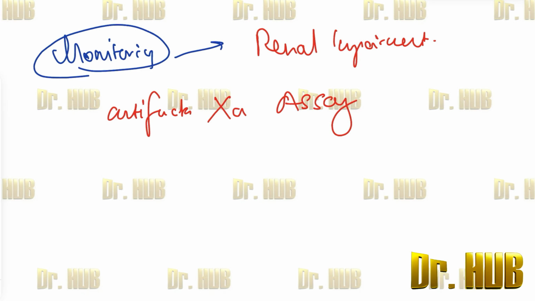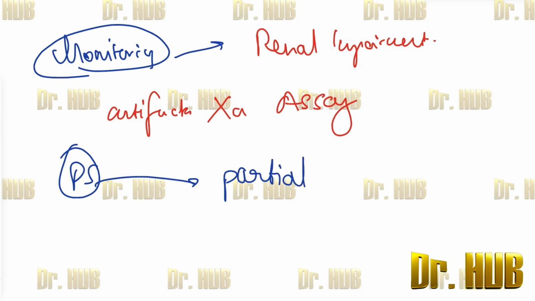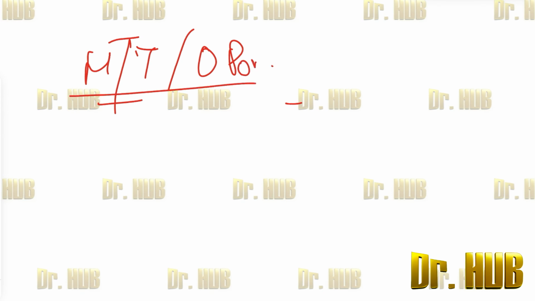Next we have the protamine sulfate antidote. There is a partial reversal, whereas in case of unfractionated heparin, there was a full reversal. And the monitoring in case of unfractionated heparin was APTT. Here it is required in renal impairment with the anti-factor 10A assay. Next comes the risk of osteoporosis as well as heparin-induced thrombocytopenia. Risk of HIT as well as osteoporosis: here the answer is it is a bit lower.